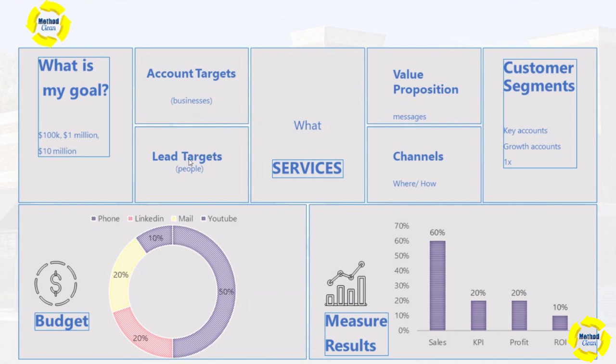What services can I provide to these businesses? From there, we go to the value proposition. Okay, based on the services we're providing and the people and the businesses, what messages would appeal to this group? From there, we go to the channel, because this is the main question everyone always wants to know. What channel? Where? How? Do I go on YouTube? Do I go on LinkedIn? Do I go direct mail?